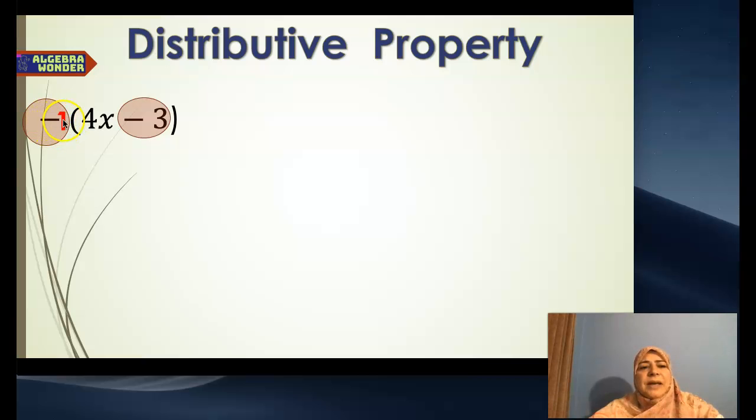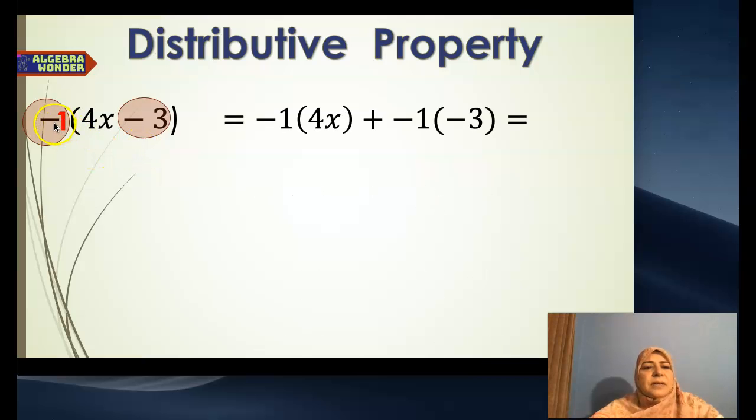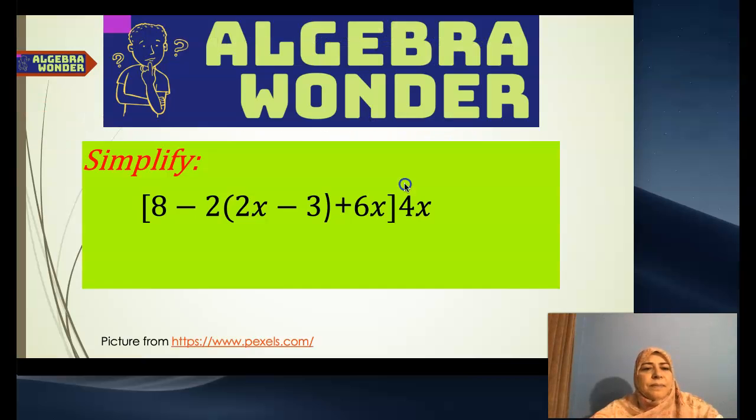So I'm multiplying by negative 1. When I have a negative, I multiply this quantity by negative 1. And again, I make a circle around the negative so I don't make a mistake. So I have negative 1 times 4x and negative 1 times negative 3. Now, negative 1 times 4x is negative 4x. Negative 1 times negative 3 gives you positive 3.